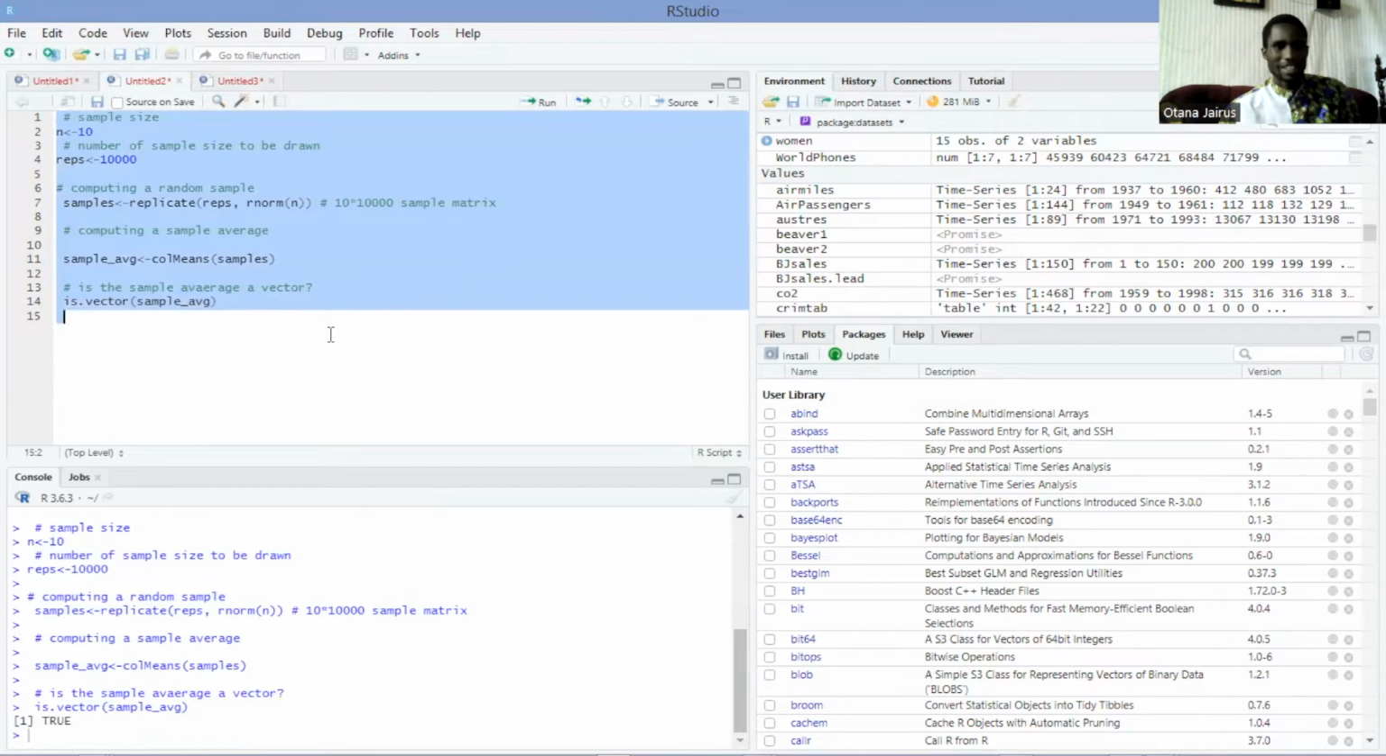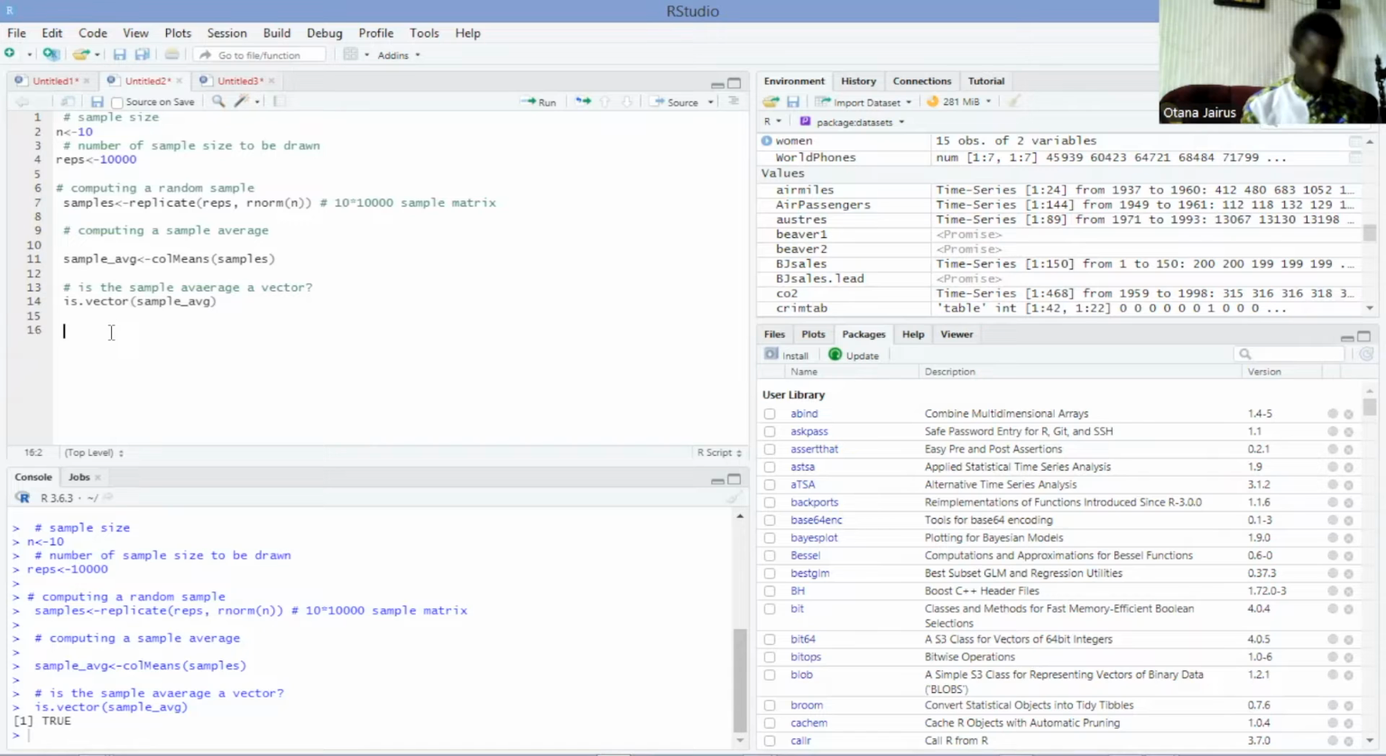You see, we are able to determine that our sample average, after you have run that, is a vector. It has returned true. True means that it is a vector. You have just been able to determine if it's a vector, but you have not seen the data yet.